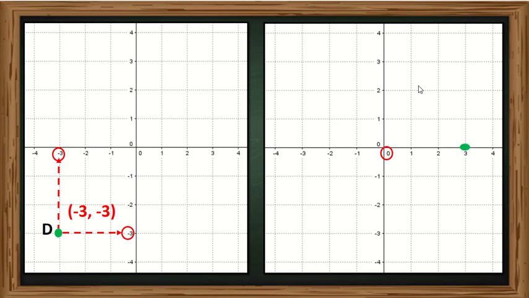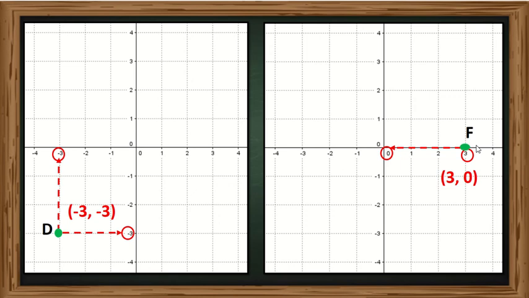Next point is this. What is our x coordinate? Our x coordinate is 3, obviously. And how about our y? The point cannot move anymore up and down, so obviously it is 0. So the coordinates of point F are (3, 0).